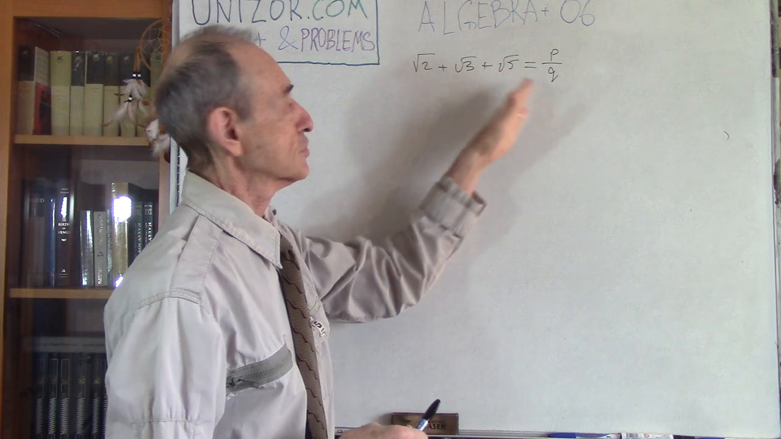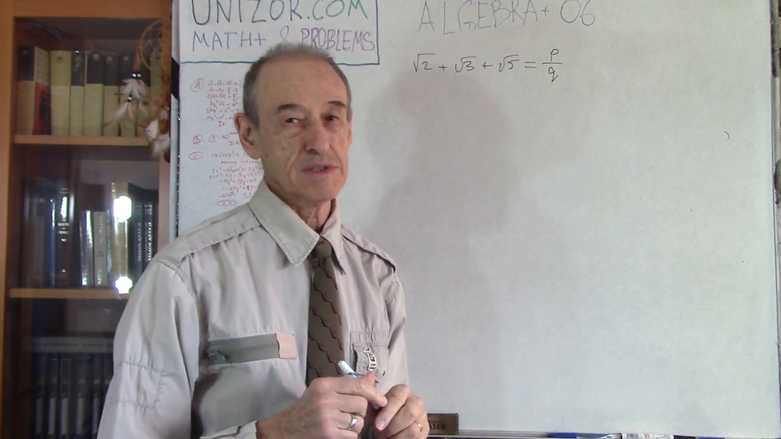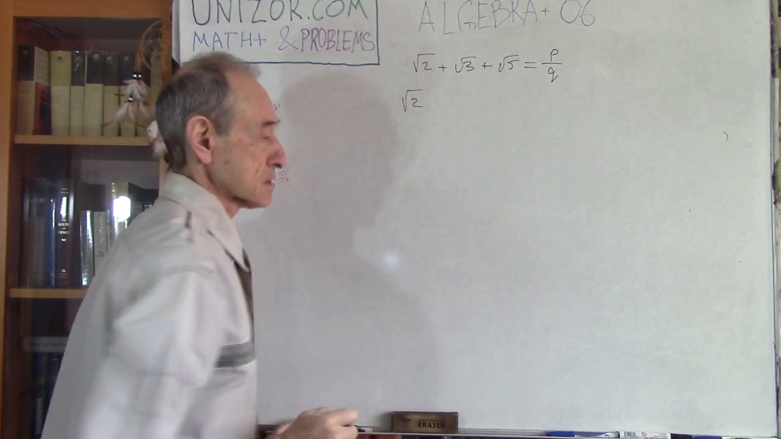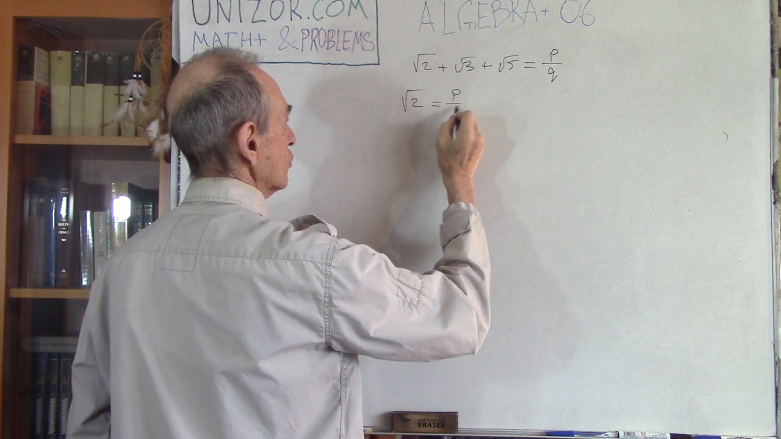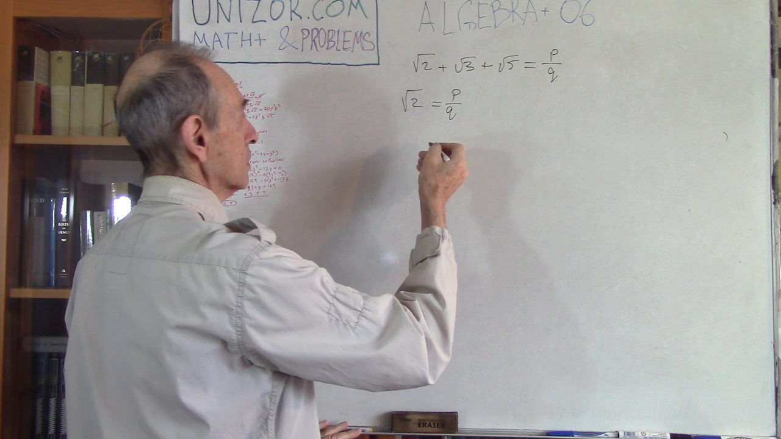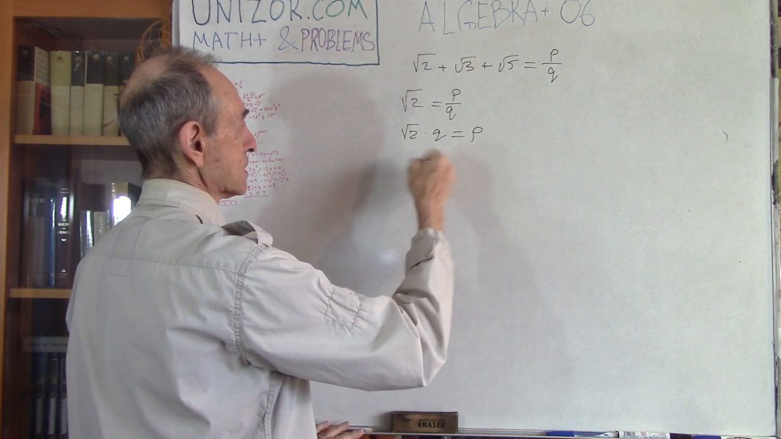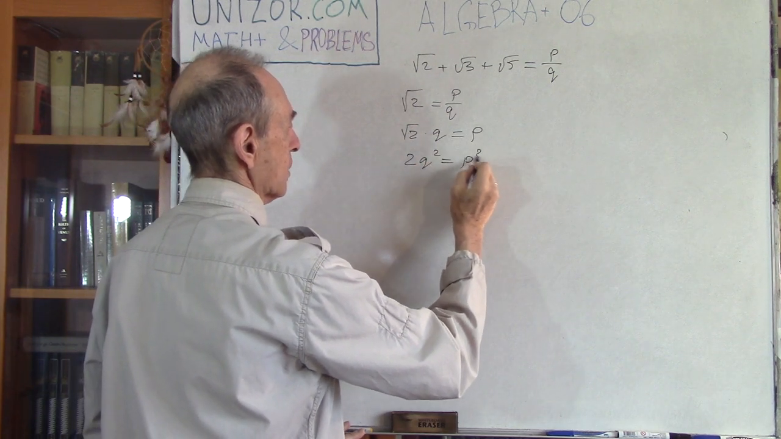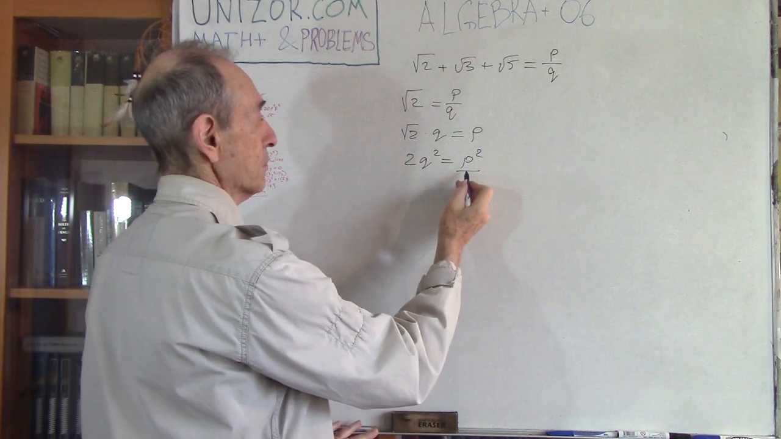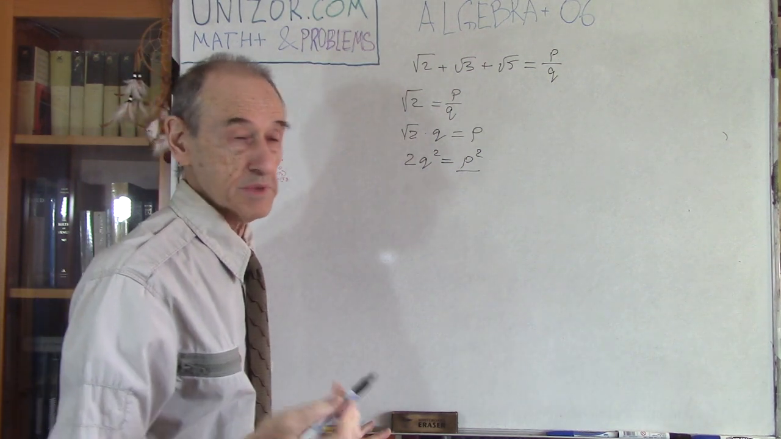Before approaching this problem, I would like to solve something much simpler, which I think I have presented in the main theoretical course, Math for Teens. What if I would like to prove that square root of 2 is irrational? Same thing. I assume that this is P over Q, where P and Q are integer numbers without common divisors. I change it into square root of 2 times Q equals P and square both sides. I have 2Q squared equals P squared, which means that P squared is divisible by 2, and so P must be an even number.